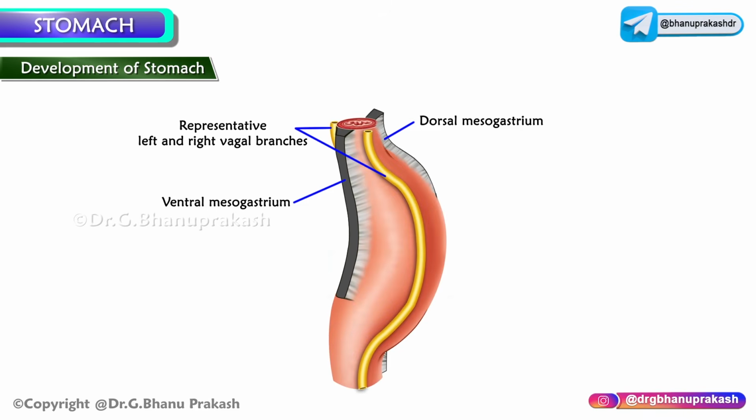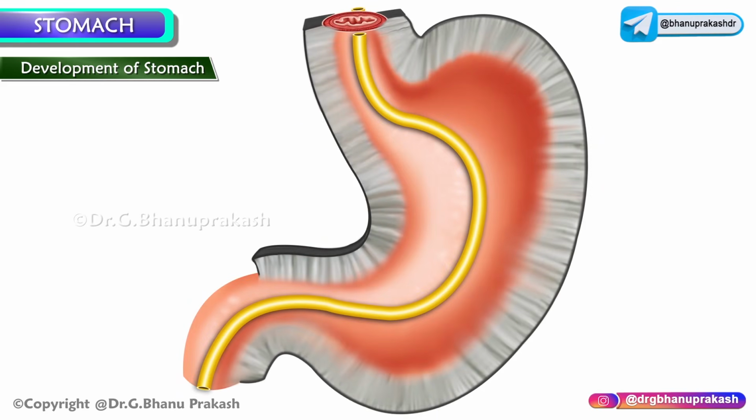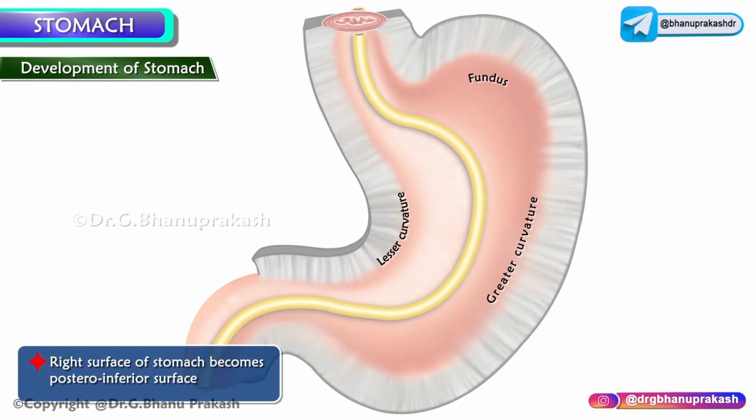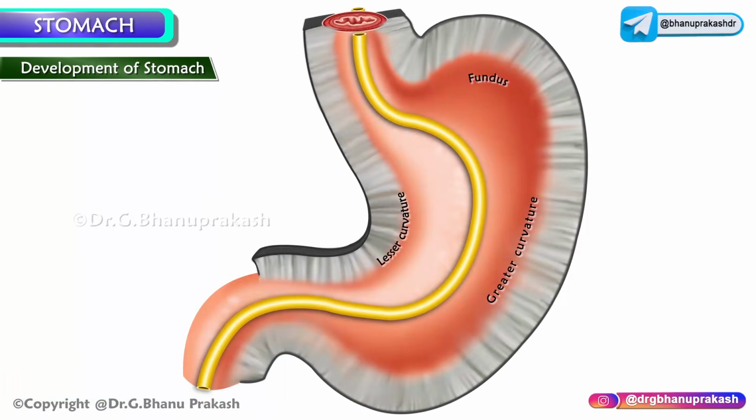And here the stomach undergoes rotation to the right side. So here, as you can see in this picture, the anterior concave border forms the lesser curvature and the posterior border forms the fundus and the greater curvature. And the right surface of the stomach becomes the posteroinferior surface and the left surface forms the anterosuperior surface. That is why the left vagus nerve supplies the anterosuperior surface and the right vagus nerve supplies the posteroinferior surface of the stomach.